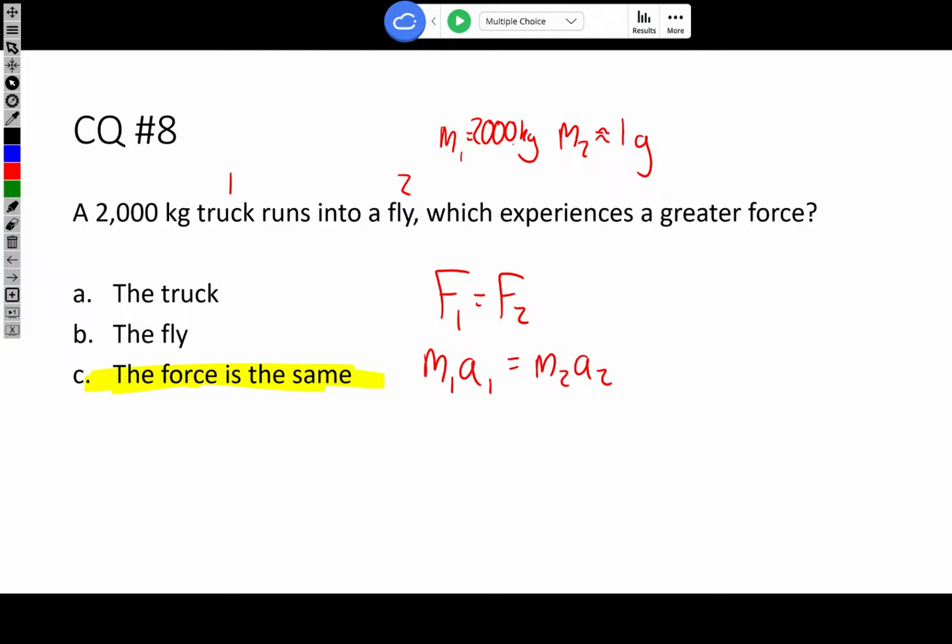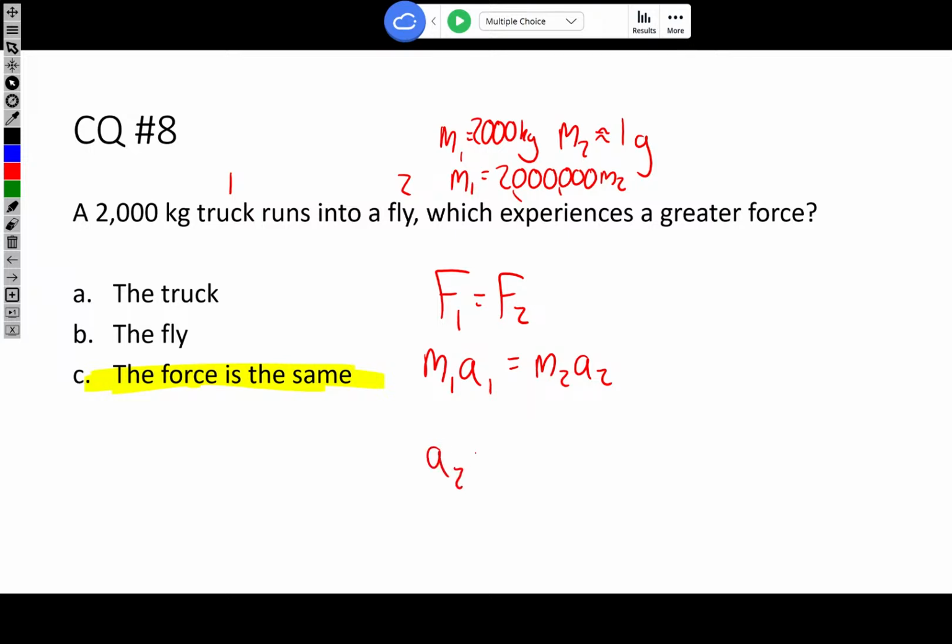Okay, so what does that mean as far as the ratio of mass? The mass of the truck is, let's put some commas, 2 million times the mass of the fly. Take the mass of the fly, multiply by 2 million, and you get the mass of the truck. Okay, why does this matter? Let's put this number in here.